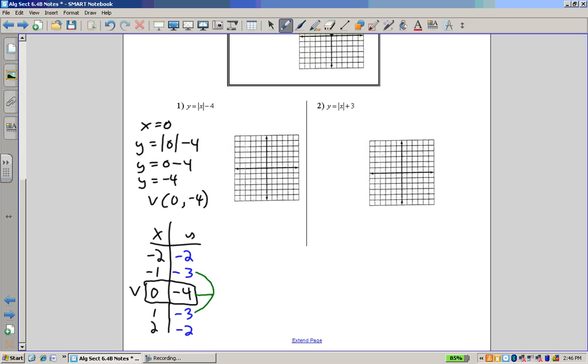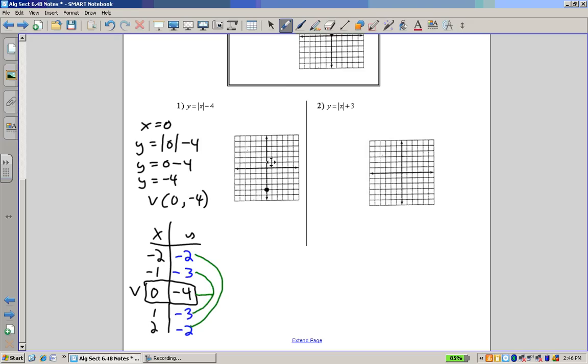These two are symmetrical. These two are symmetrical. So you notice that if you go equidistant from that vertex, then you're going to have equidistance from the y value as well. So it's a predictable pattern there. All right, 0, negative 4: 0, 1, 2, 3, 4. That's my vertex. Now let's graph the rest of them in order.